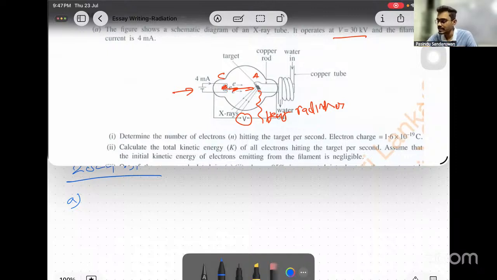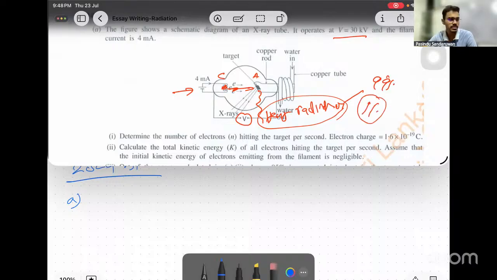And as a ratio, the usual ratio is 99% of heat and only 1% of X-ray photons, right? With that ratio it comes out, and that's how X-rays are produced. So basically this is what happens in an X-ray tube.